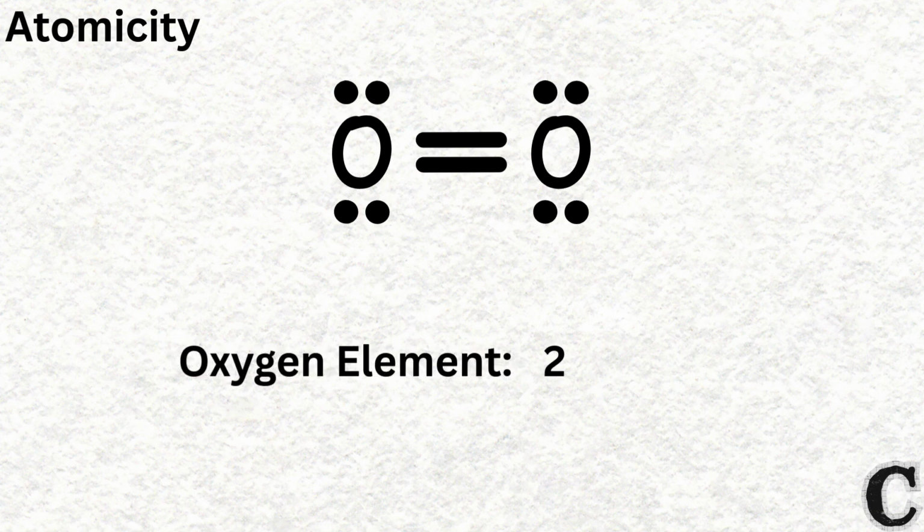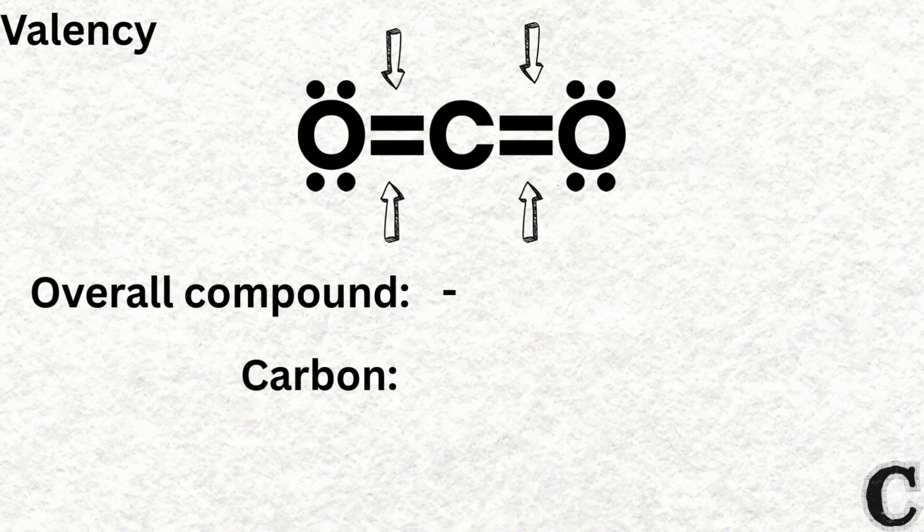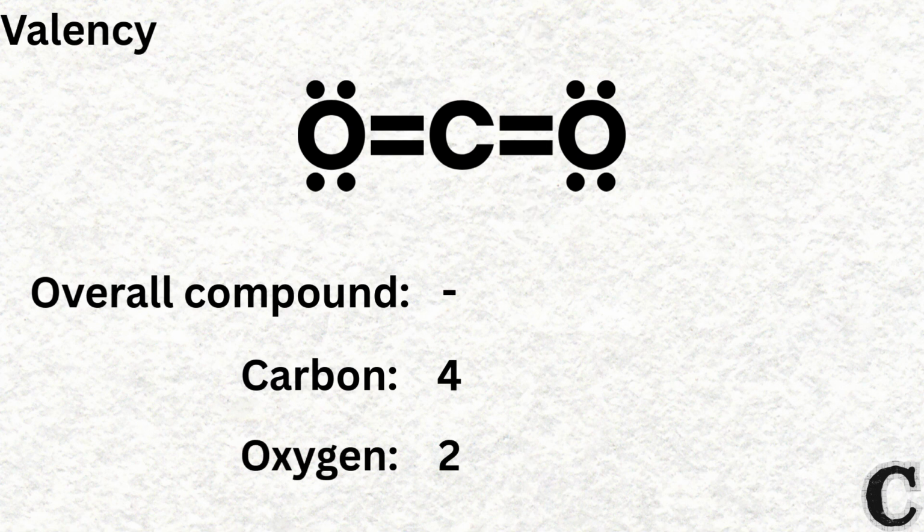So valency equals bonds per atom. Atomicity equals number of atoms in the molecule. What if we look at a compound like CO2? The whole compound doesn't have a valency, but each atom does. Carbon forms 1, 2, 3, 4, counting 4 bonds, so valency equals 4. Each oxygen forms 2 bonds, so valency equals 2. And remember, atomicity only applies to elements in their natural form, not to compounds.